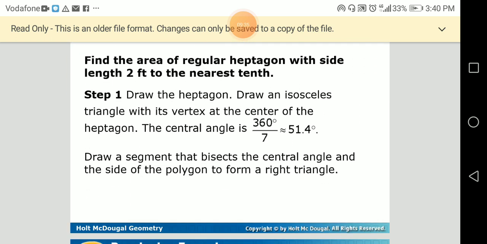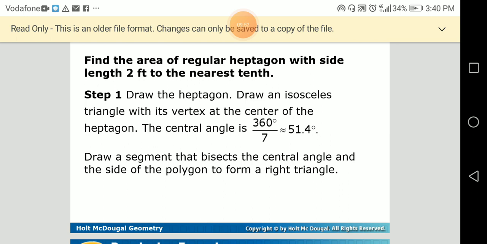Find the area of the regular heptagon with side length of 2 feet to the nearest tenth. As you know, the heptagon has 7 sides. We know that. Draw the heptagon. Draw an isosceles triangle with its vertex at the center of the heptagon. And I will show you how.